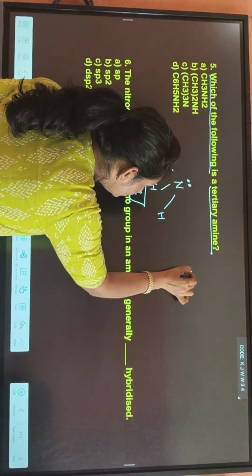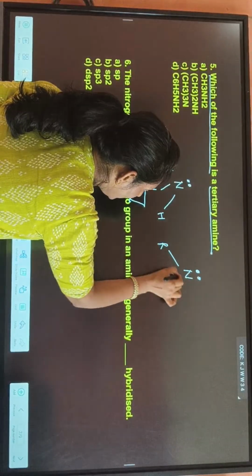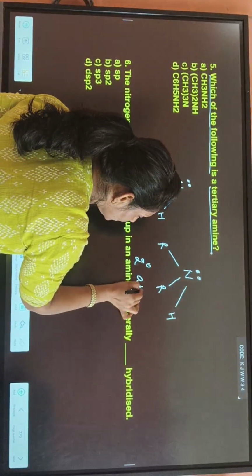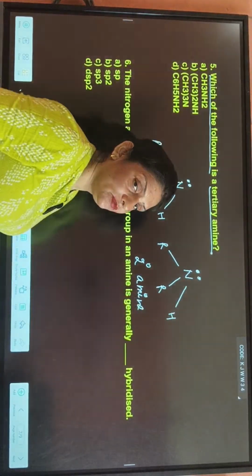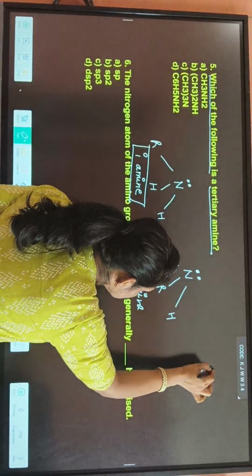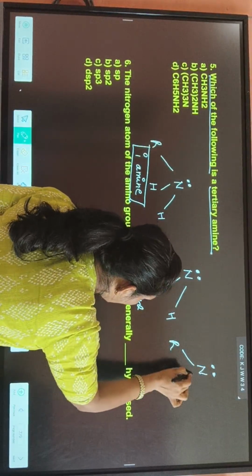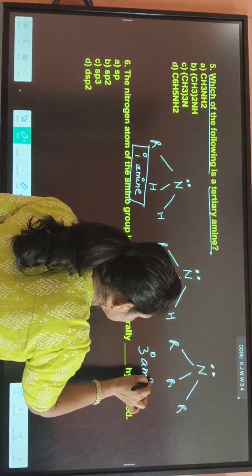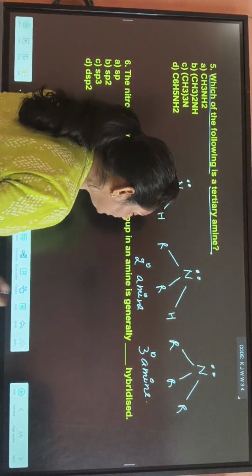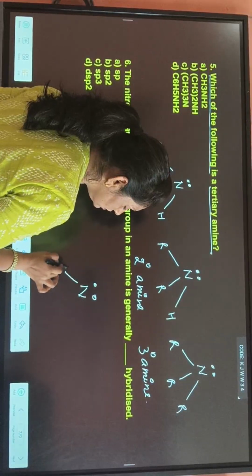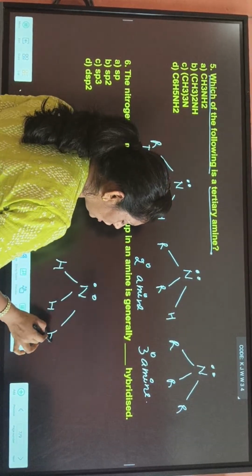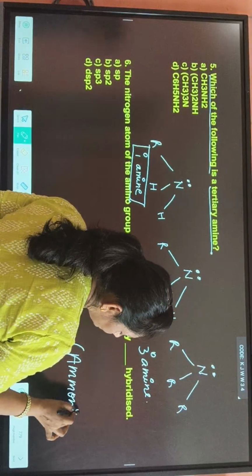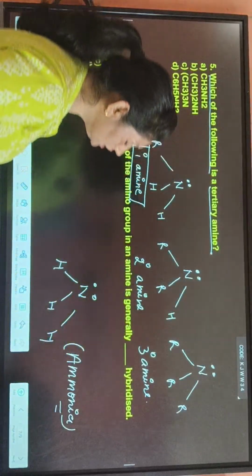If two R groups are there and only one hydrogen is there, it is a secondary amine. And if there is no hydrogen and all are R groups, then it is a tertiary amine. Now you will say, ma'am, if all are hydrogens, then students, it is known as ammonia.